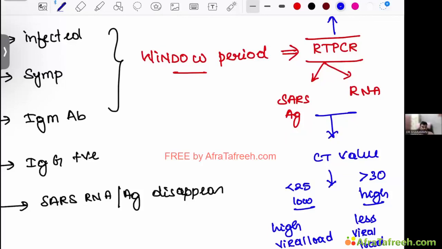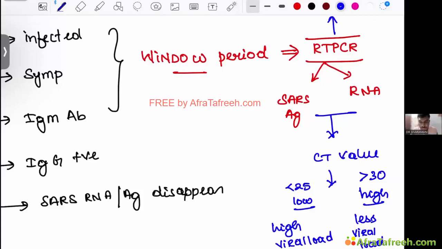So RT-PCR is one important thing which I want to inform you. RT-PCR is very important. If you know RT-PCR, there can be one or two questions on RT-PCR coming in your exam. So with this, we are finishing RT-PCR. Then we will go into the next thing, which is going to be treatment.